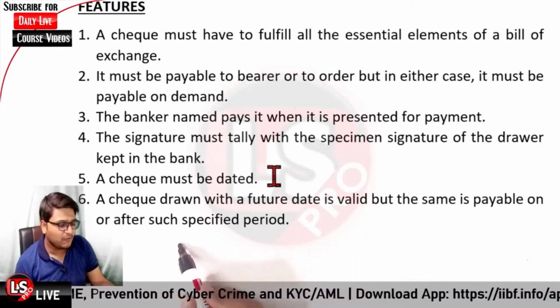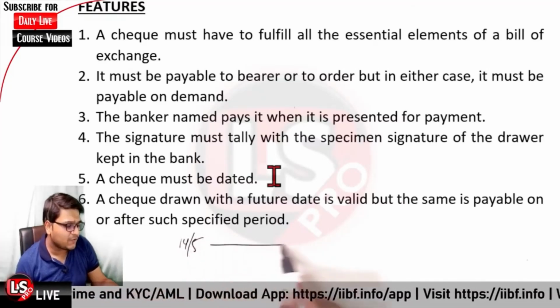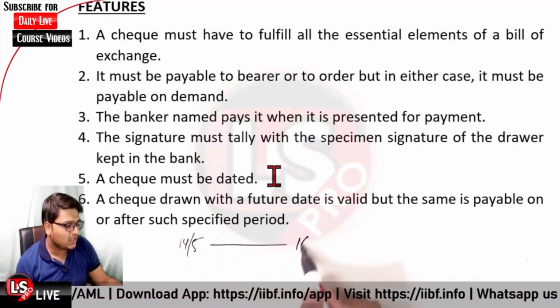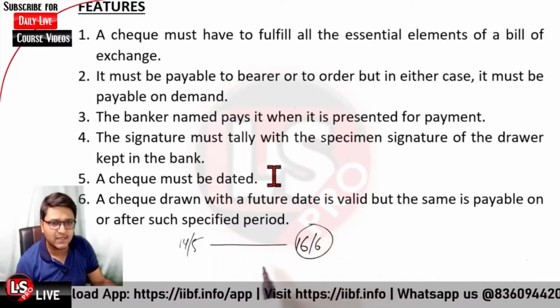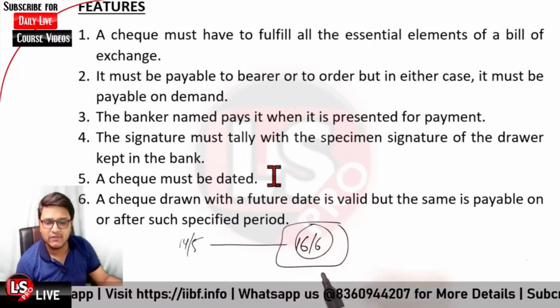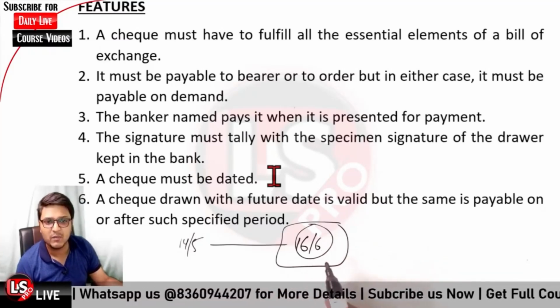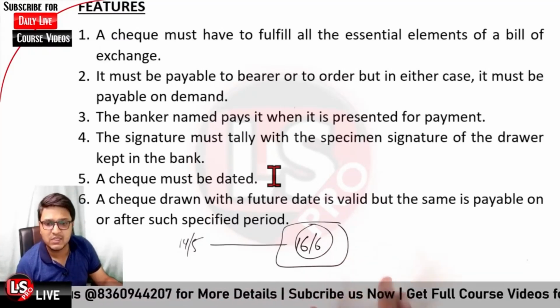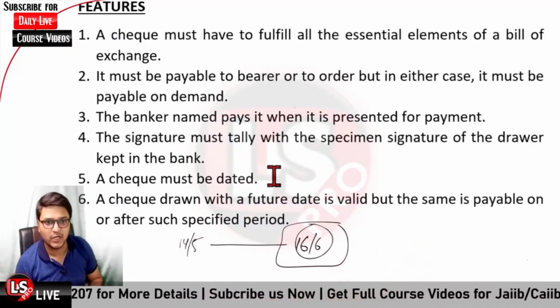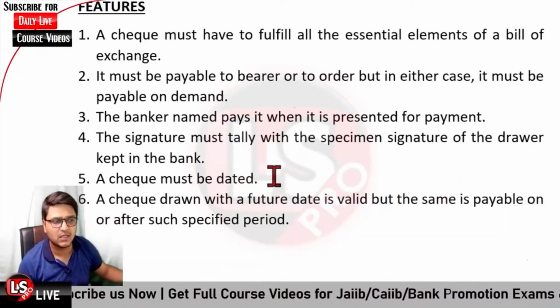Let us consider that if today is 14th of May and a check dated 16th of June is drawn, in that case the check drawn is a valid check. It is dated 16th of June, but it is to be presented, and the money can be demanded on and after 16th June only, not before it. So these were some of the features regarding the checks.